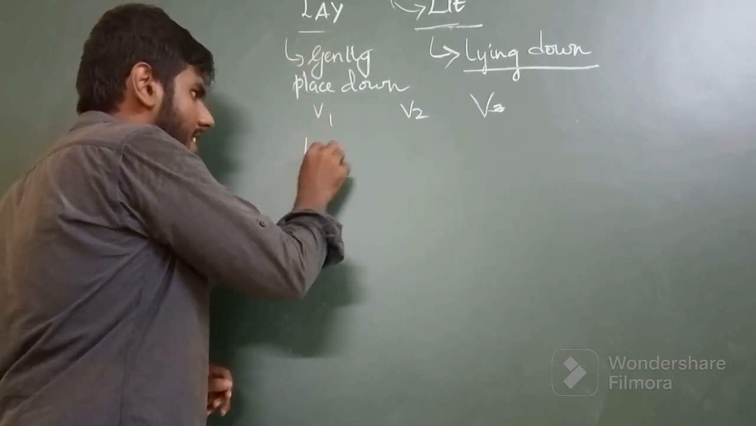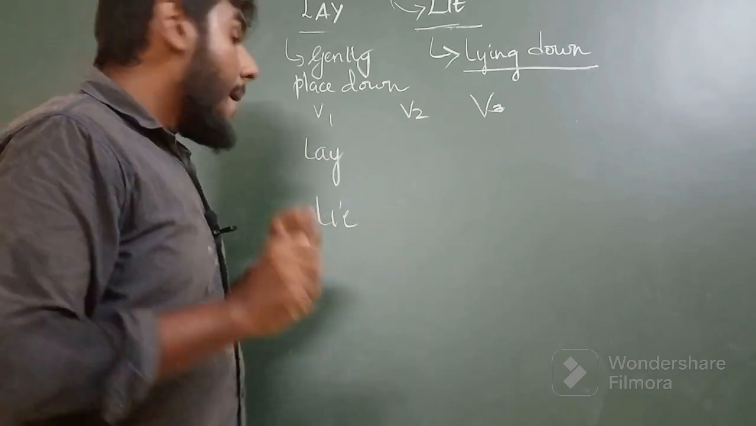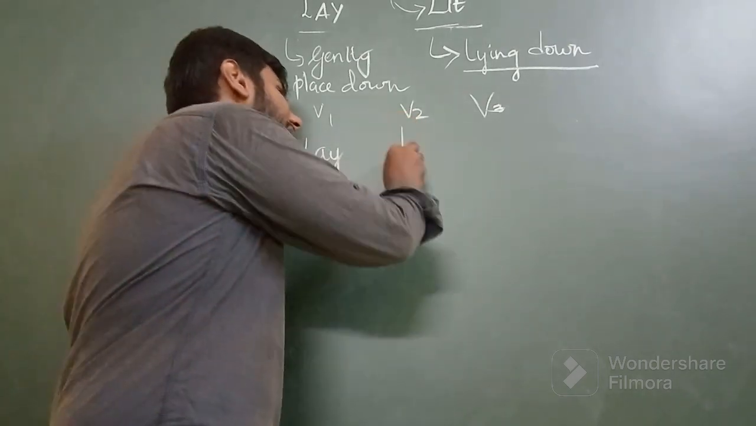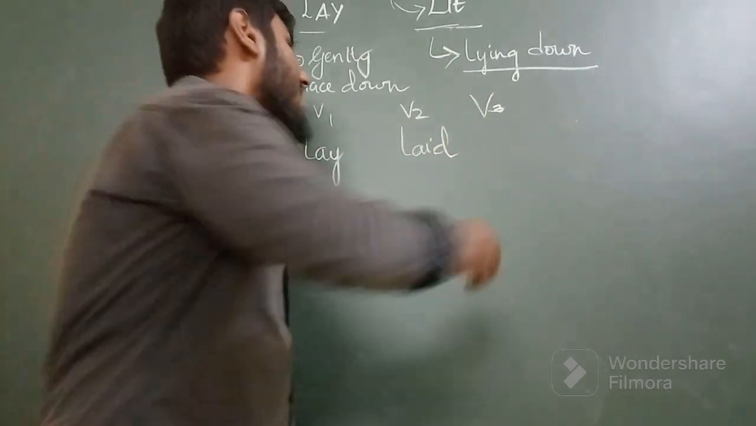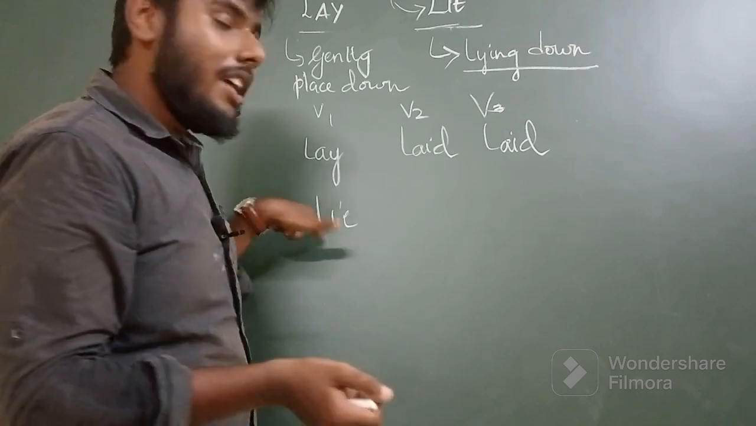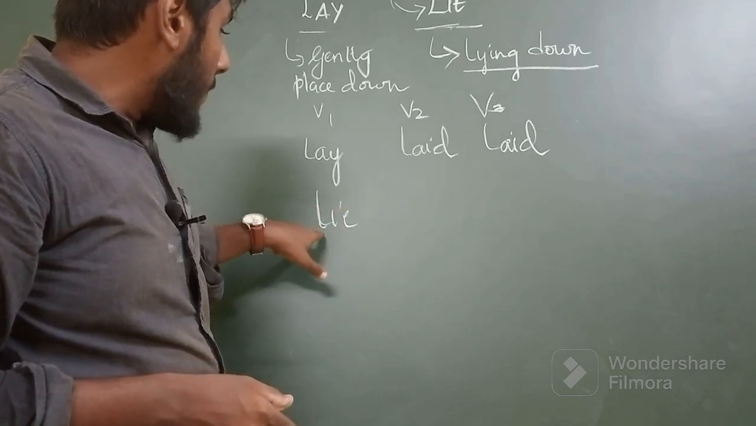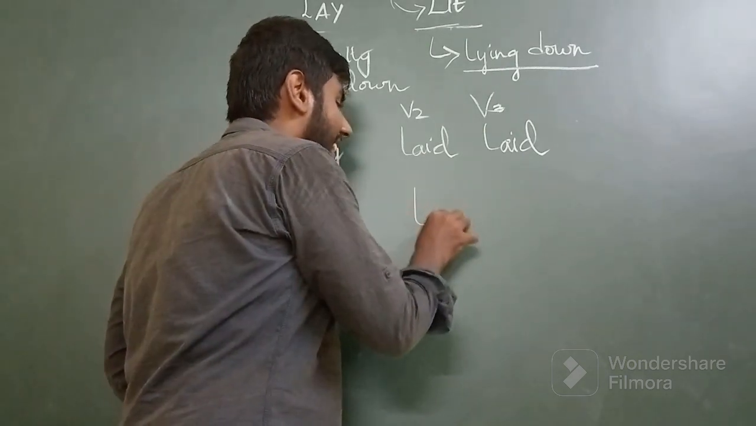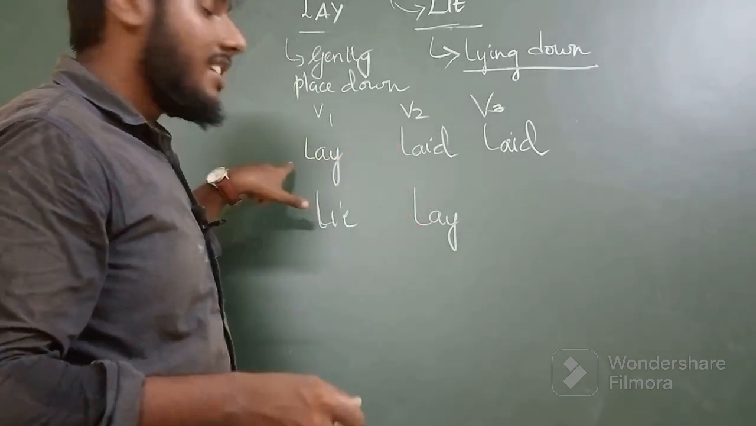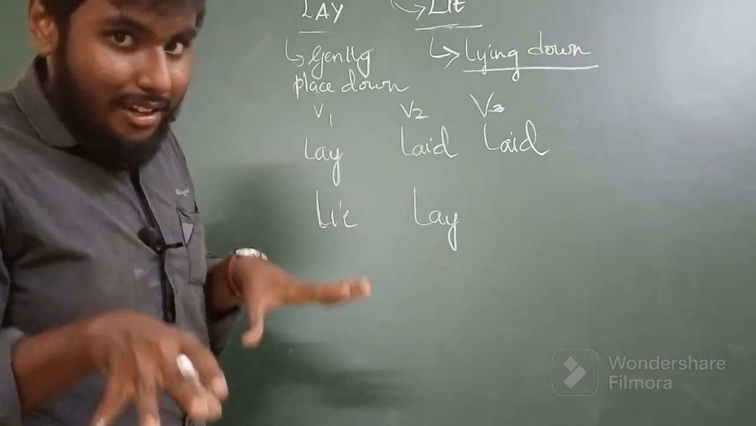So the base form of lay is lay itself, and the base form of lie is lie itself. This is known to everybody. But next, it's very important. Lay's V2 is laid, and V3 is laid as well. This is so simple, but here is the play. Lie, the V2 form of the verb lie, is lay. It's the same lay as we have written in the base form of the verb lay. It's the same as the base of lay itself.